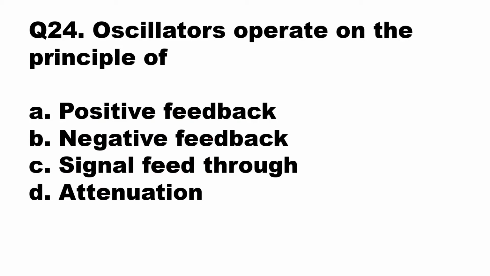Oscillators operate on the principle of: positive feedback, negative feedback, signal feed through, or attenuation. It is obviously positive feedback. In positive feedback there is a compromise of stability, but you can generate oscillations. Positive feedback means the feedback you give from output to input will be in phase with the input; it will aid the input.